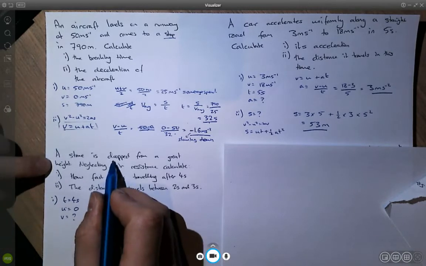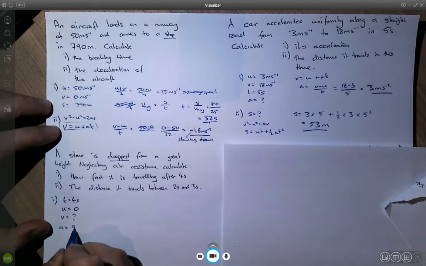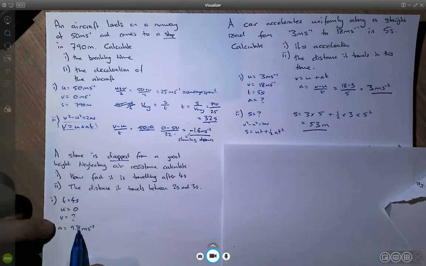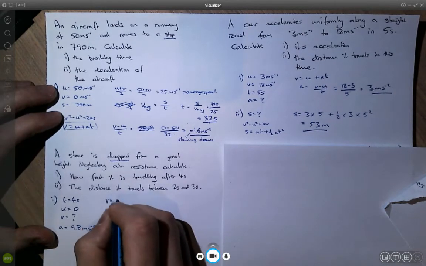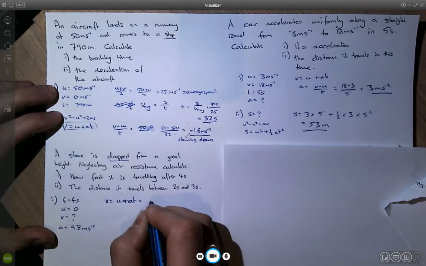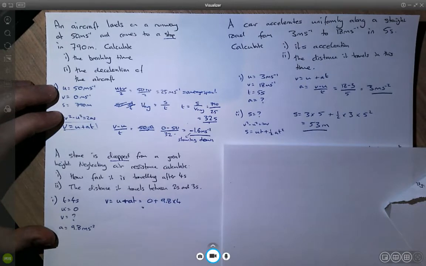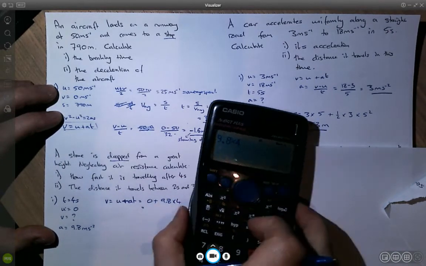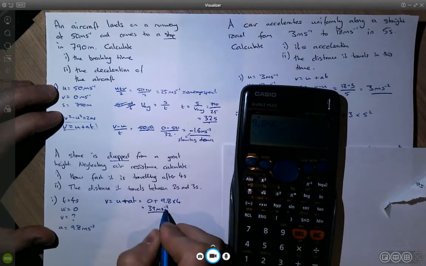Well, it's being dropped, which means it's accelerating due to gravity. So our gravity is 9.8 meters per second squared. Every second it will get faster by 9.8 meters. So I can again use V equals U plus AT. 0 plus 9.8 times by 4, which gives us 39 meters per second. Just per second.